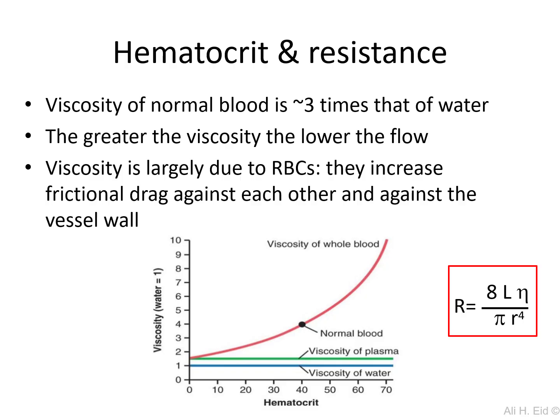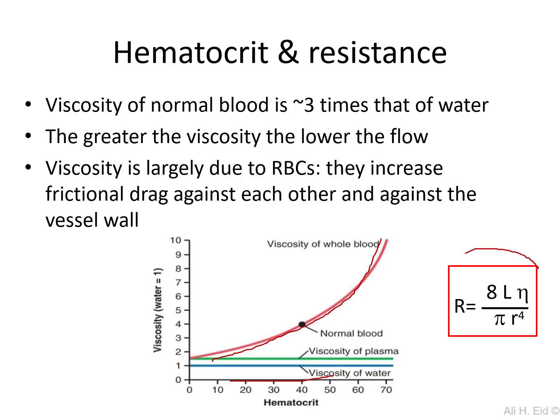The viscosity of normal blood is roughly 3 times that of water, and as the viscosity increases, you'd expect the flow to decrease. We mentioned that yesterday, and we gave the example also. If you want to withdraw honey using a straw or water using the same straw, there's going to be more resistance. We also mentioned the relation between viscosity and turbulence. So the viscosity is largely due to RBCs. They increase the frictional drag against each other as well as against the vessel wall, the endothelia. And in the figure below, you see that as the hematocrit is increasing, the viscosity is going to increase.